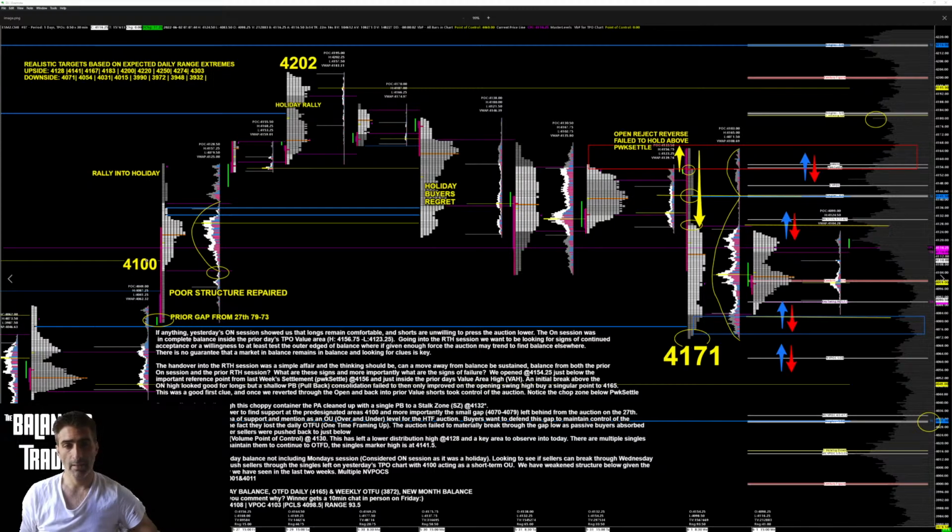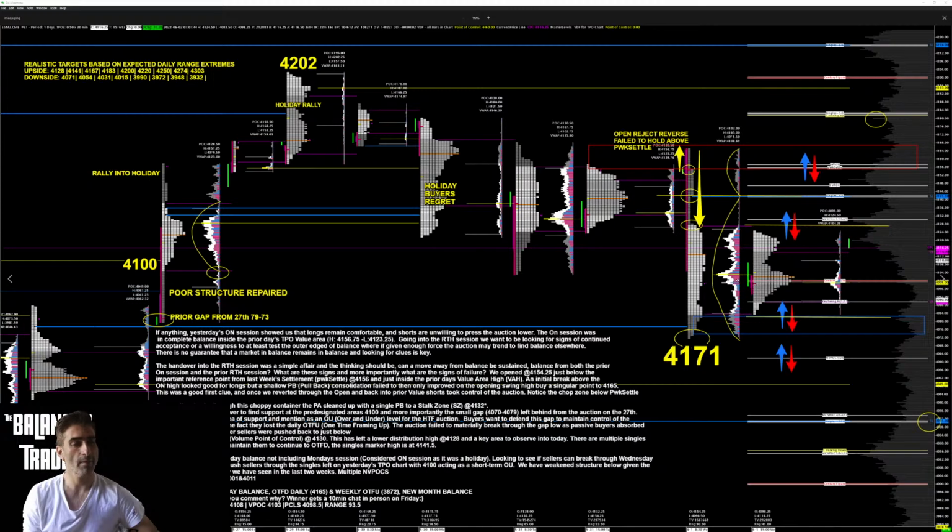You can see here I've highlighted on the left hand side. Hopefully you can see my little mouse wiggling, just at the bottom of these singles here. This is where you can take some really good information from prior auctions and find some areas to base your trades around. So we moved that down to the 4,100 area.